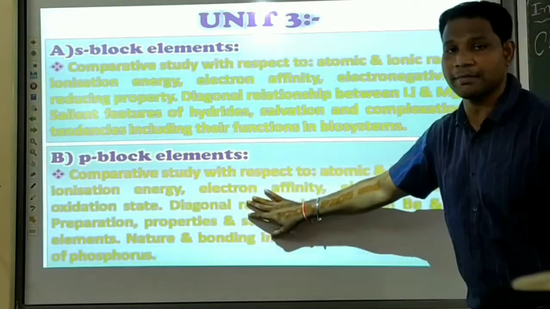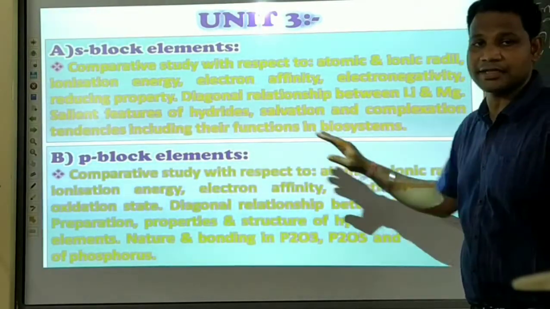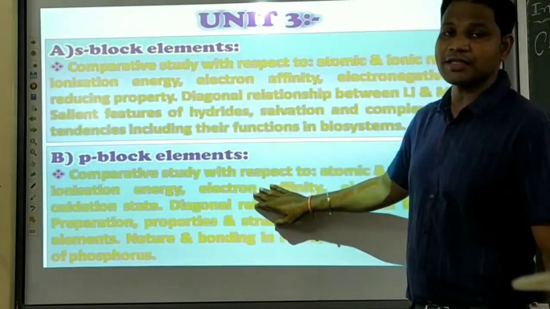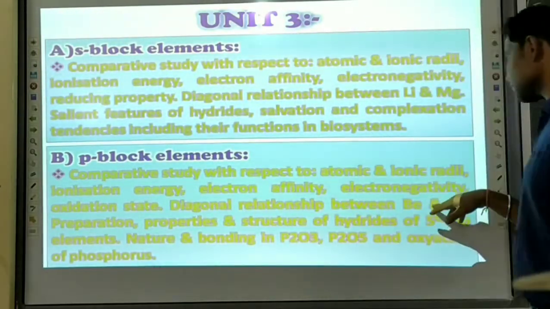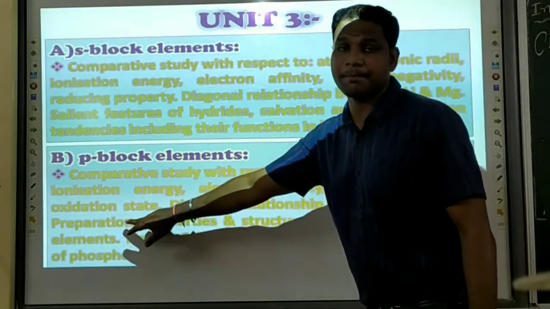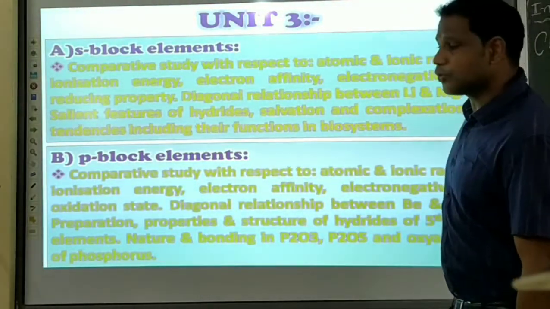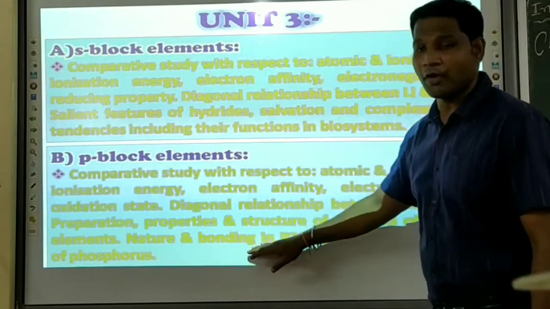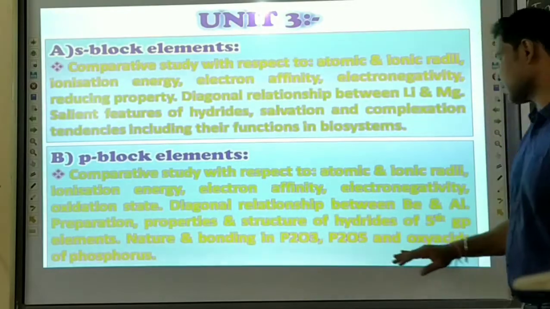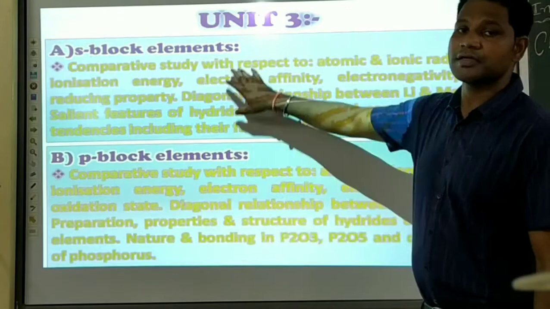Likewise for p block elements, again a comparative study with respect to atomic and ionic radii, ionization potential, electronegativity, electron affinity, etc. Then the diagonal relationship between beryllium and aluminium. Then there are certain preparations, properties and structures of hydrides of fifth group elements, nature of bonding in P2O5, phosphorus pentoxide, phosphorus trioxide and oxyacids of phosphorus. So it's all about the third unit.